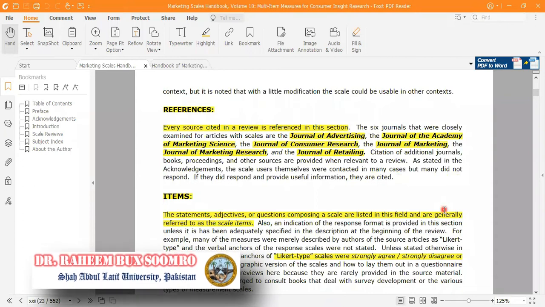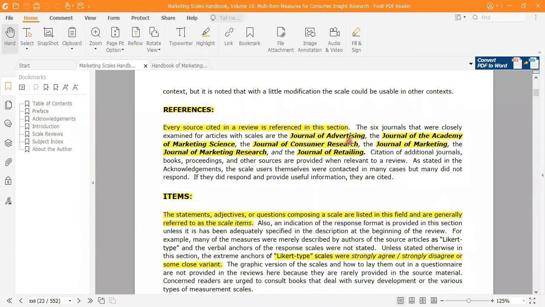All the names are given here, like the Journal of Advertising, Journal of the Academy of Marketing Science, Journal of Consumer Research, Journal of Marketing, Journal of Marketing Research, Journal of Retailing. So these are some names of the journals from where these skills have been adopted.